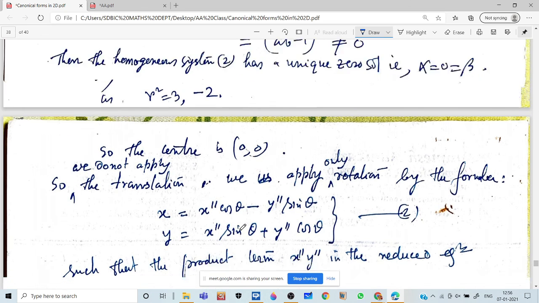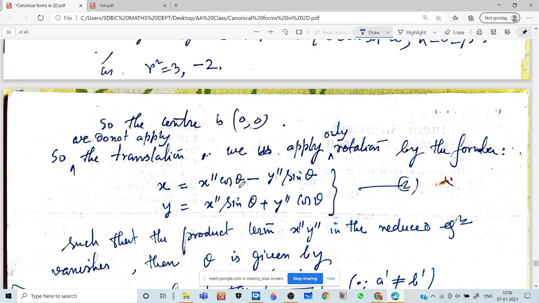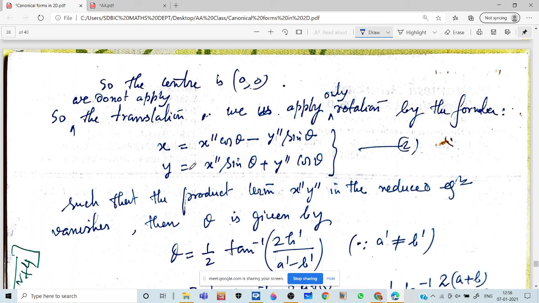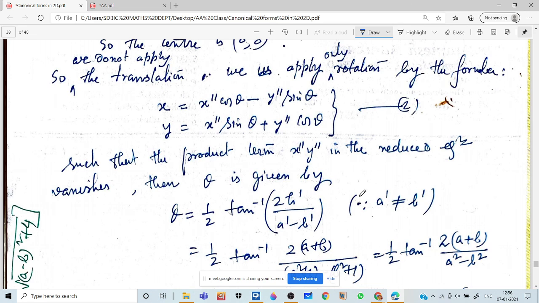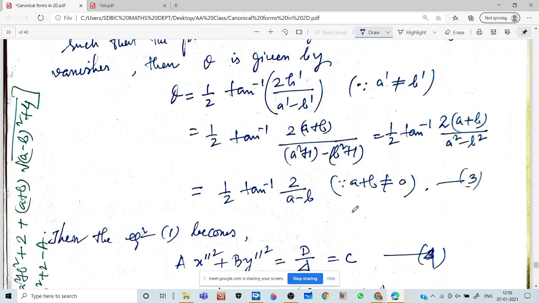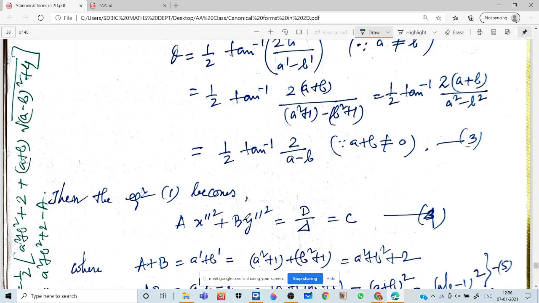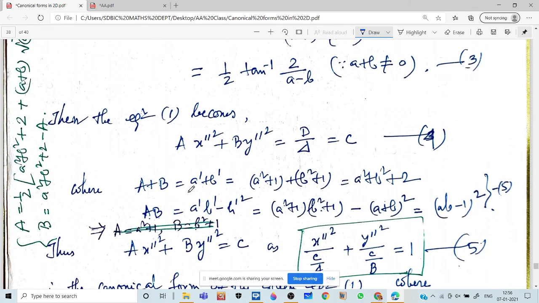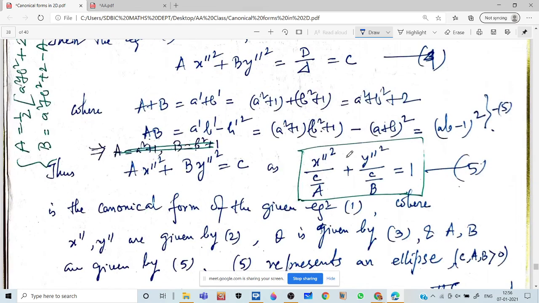We apply the rotation, and this is the formula: x is equal to x double dash cos theta minus y double dash sin theta, y equal to x double dash sin theta plus y double dash cos theta, such that the product term vanishes. Since a dash is not equal to b dash, theta is equal to this formula. Putting in this formula, and capital A plus B equal to capital A into B, you get this result, and this is the required canonical form.